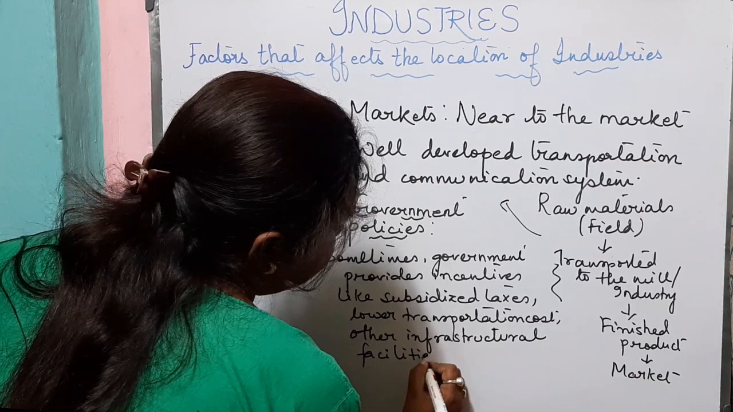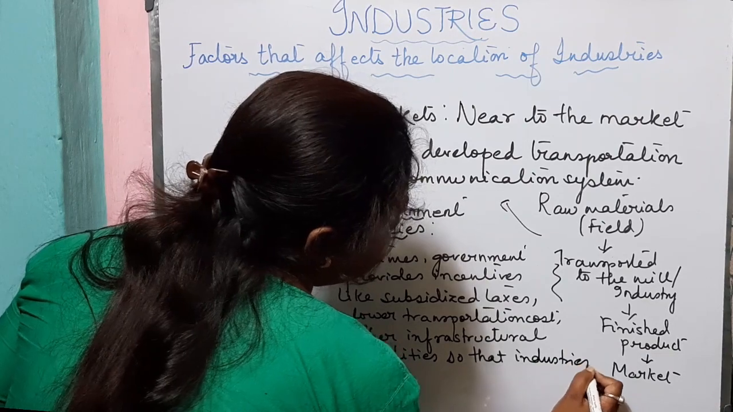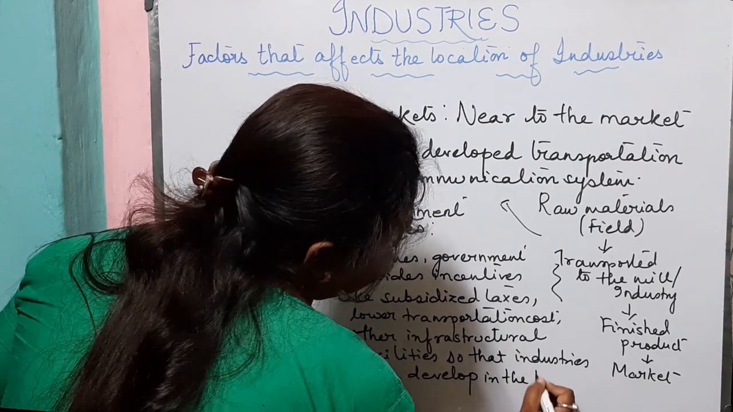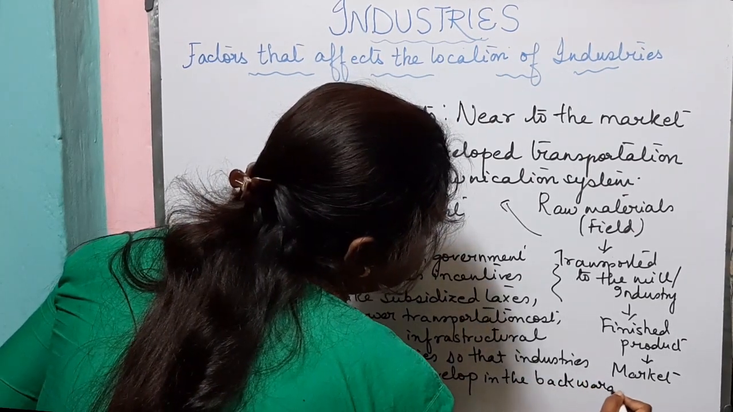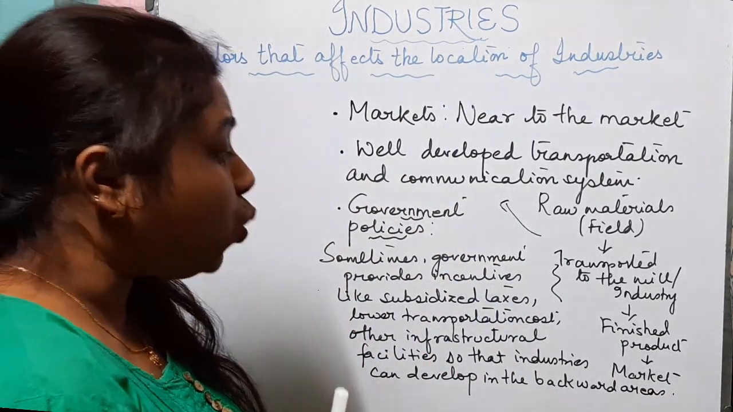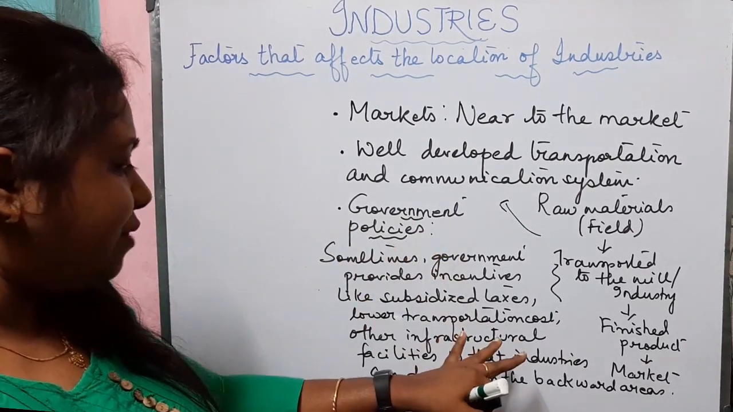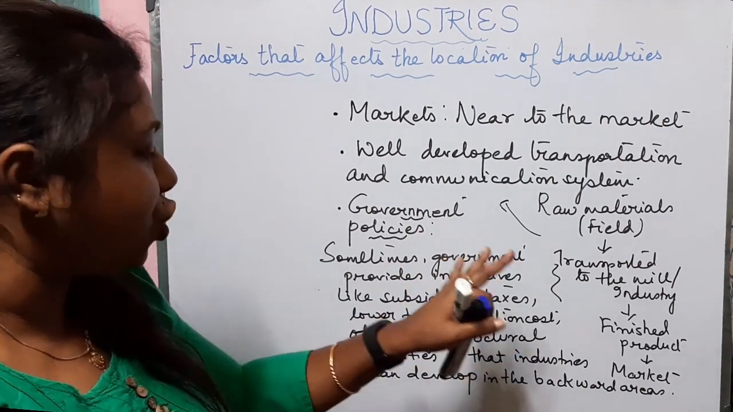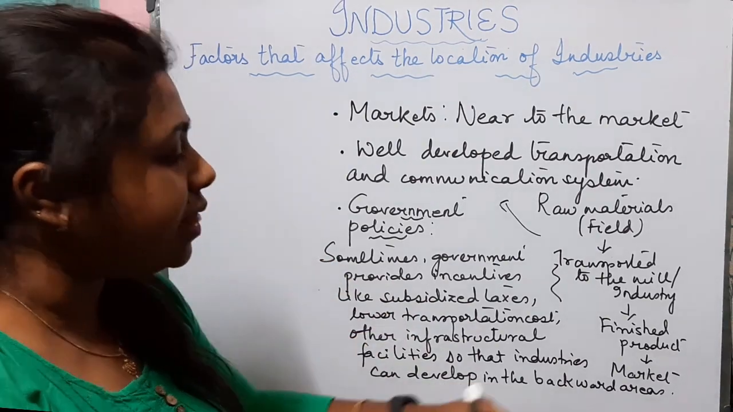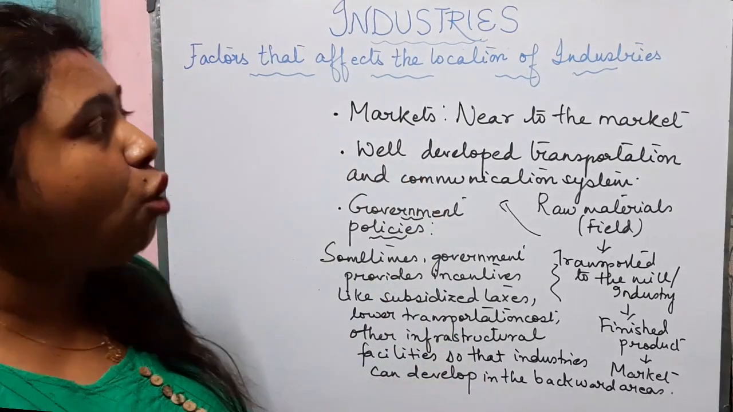Why? So that industries can develop in the backward areas. In backward areas, it is very important to have industrial development. Then only those areas which are backward will develop. So in that case, government provides incentives like subsidized taxes, lower transportation costs, and other infrastructural facilities so that industries can develop in the backward areas. Now, these are all the factors that affect the location of industries.